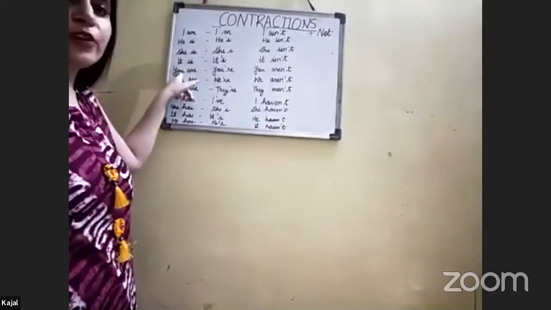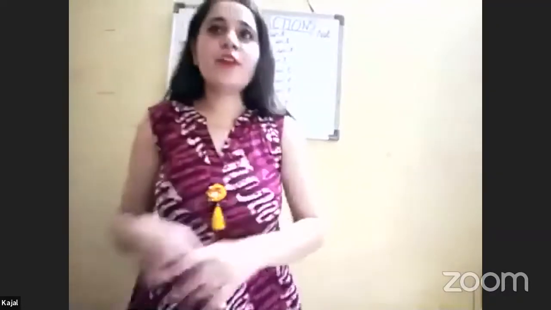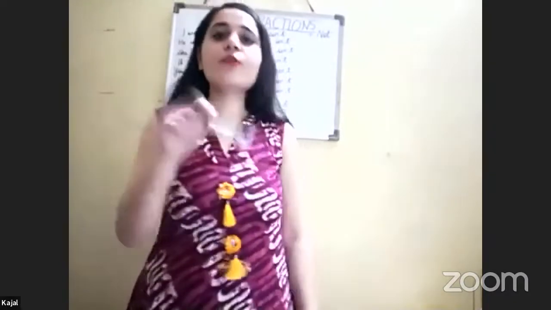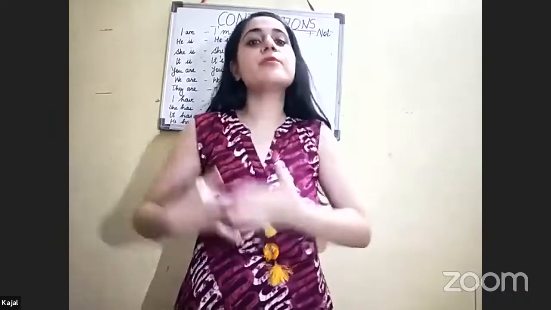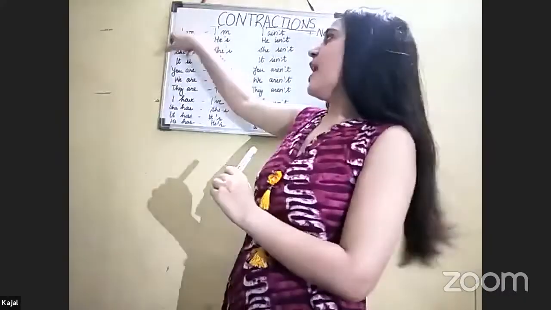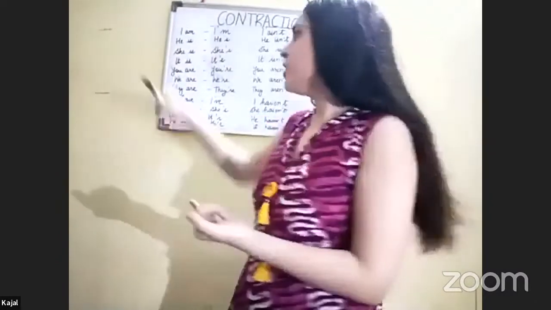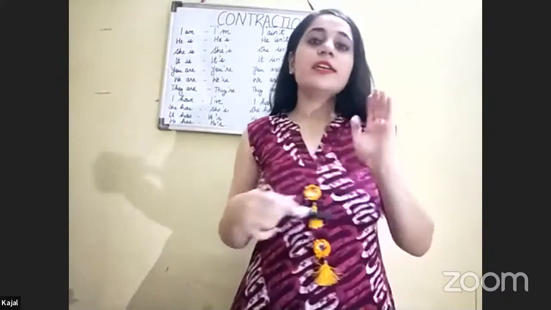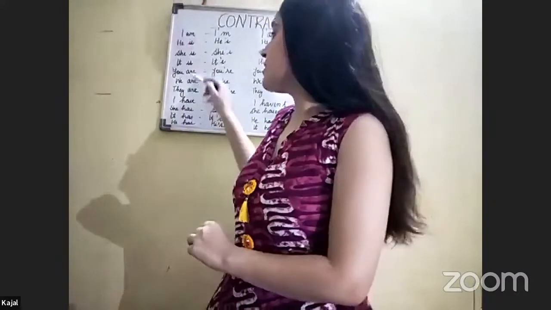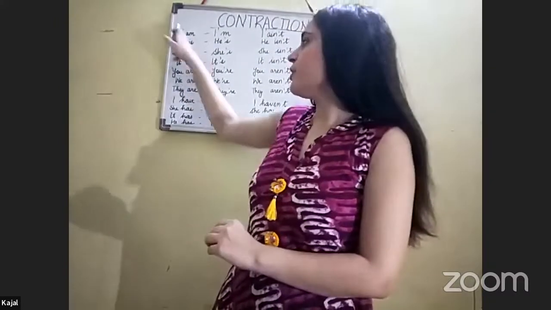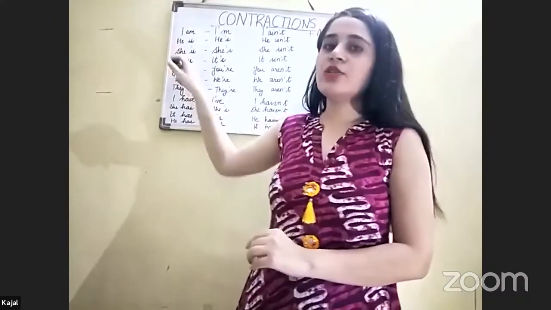Then we have you. If I am addressing a group, I will say you all sit down or you all listen. If I am addressing a single person, again I will say you listen to me, you sit down. So you is second person singular and also second person plural. So we will discuss I, first person; he, she, it, third person singular; you, second person singular and plural; and last we and they. We is the plural of I, they is the plural of he, she and it.